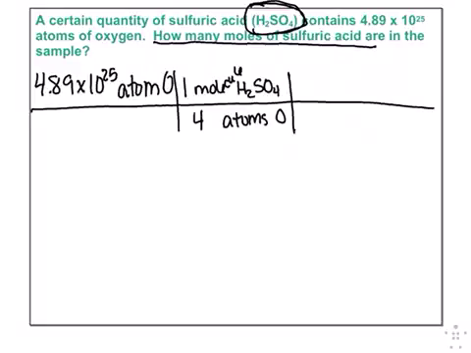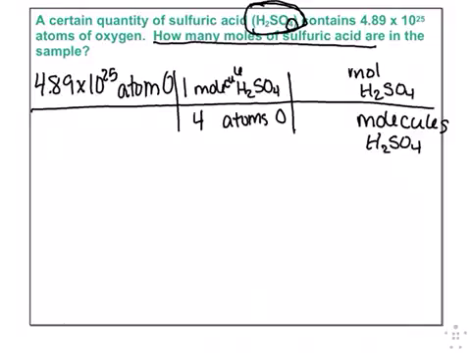I feel like we probably have some questions about that. How do we get 4 atoms of oxygen? So then next, we're in sulfuric acid, which is good, but we're in molecules of sulfuric acid, and we want to be in moles of sulfuric acid. So what is the relationship between the molecules of H2SO4 to the moles of H2SO4? The number relationship.